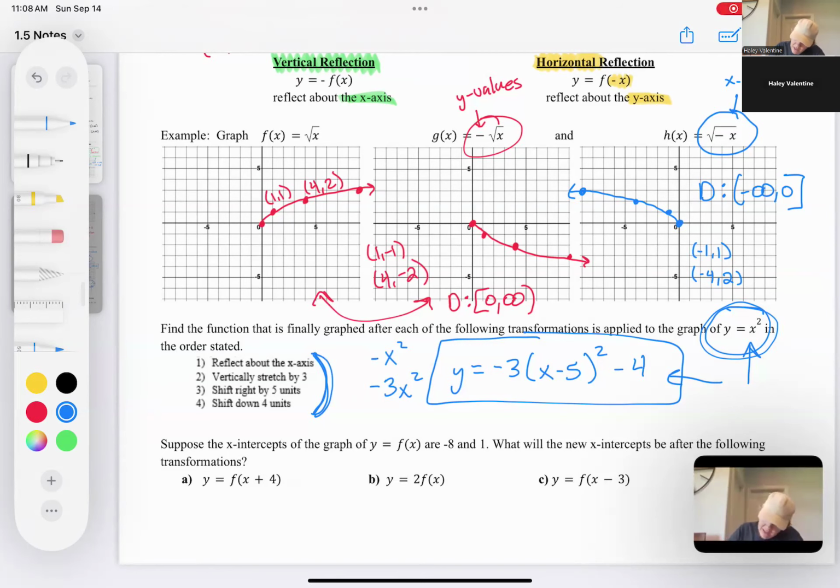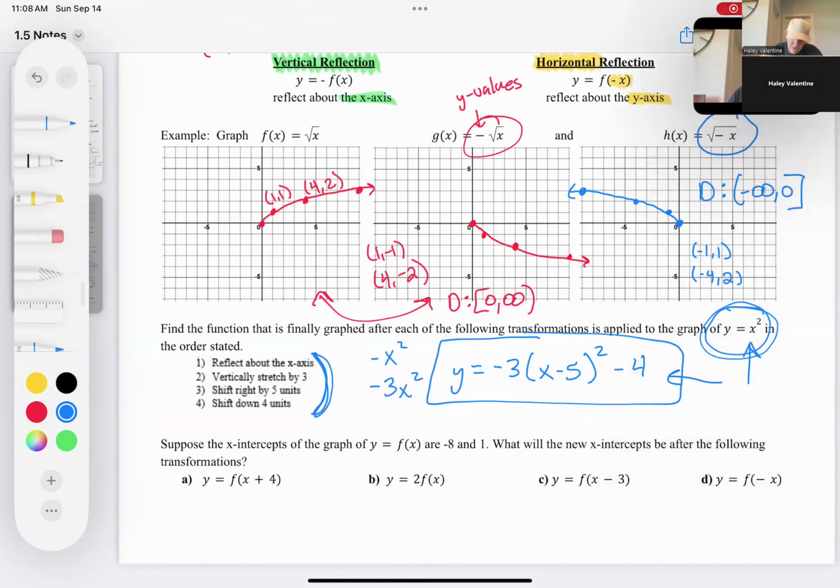Okay, last little part here. Suppose the x-intercepts are this and this of some function. What will the new x-intercepts be after the following transformations? You could picture what this looks like right now. You have x-intercepts here at 1 and here at negative 8. Let's figure out what the x-intercepts would be after each of these transformations.